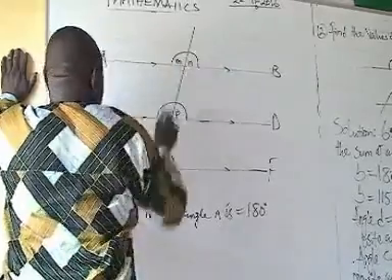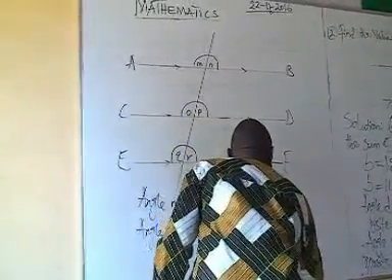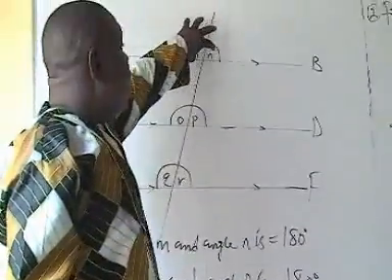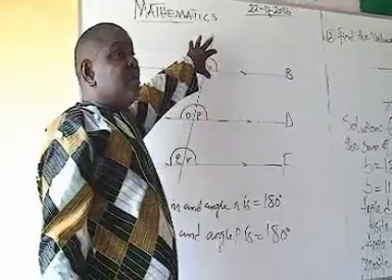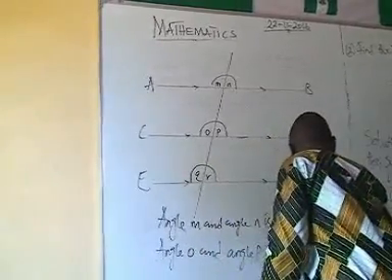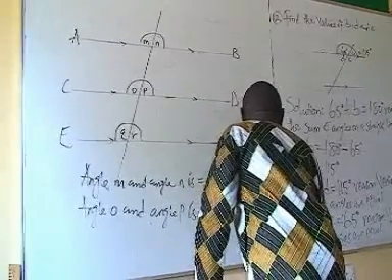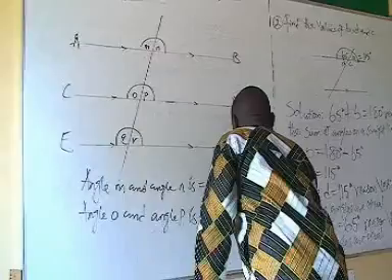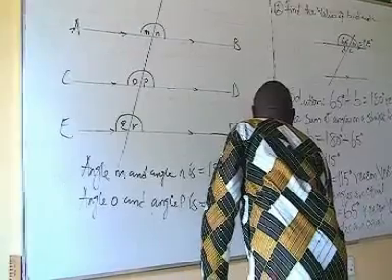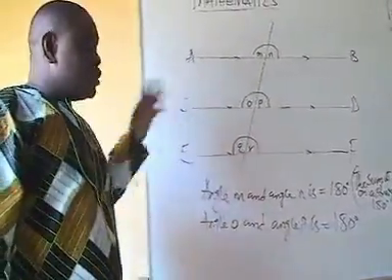I have finished with this one. Angle P is equal to 180. That is to say, the sum of angles on a straight line is 180. Let me put the reason here: the sum of angles on the straight line is 180.